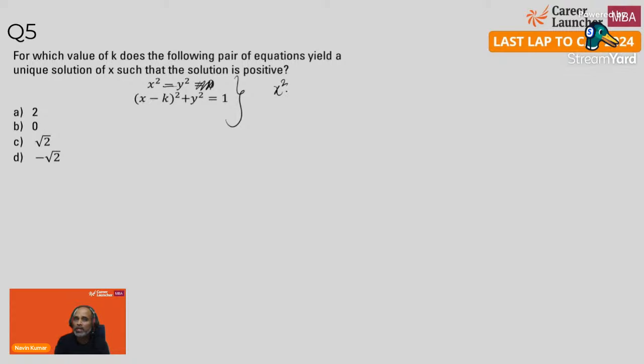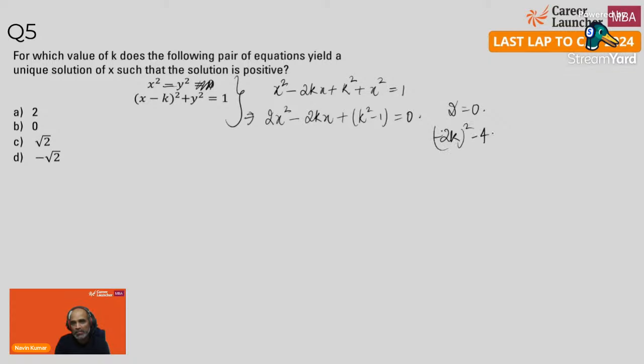I'll be getting x square minus 2kx plus k square, and then plus another x square, and that is equal to 1. This can be written as 2 times x square minus 2kx plus k square minus 1 is equal to 0. Now, since we are asked a unique solution of x, right, as in we should get only one value of x, that means we're talking about discriminant being equal to 0. Discriminant being equal to 0, so we are basically taking b square minus 4ac should be equal to 0.